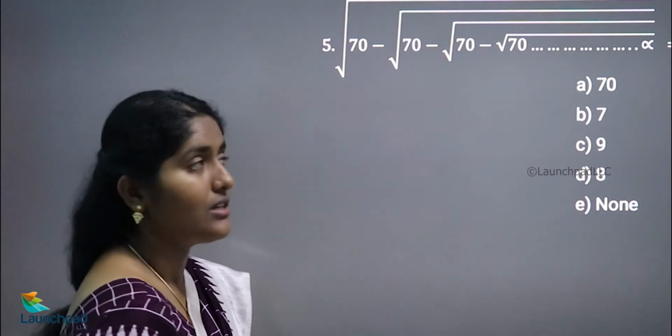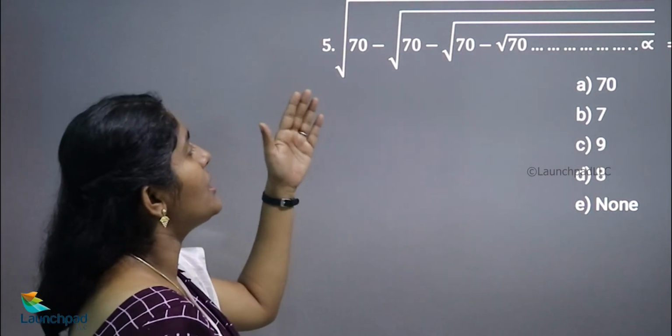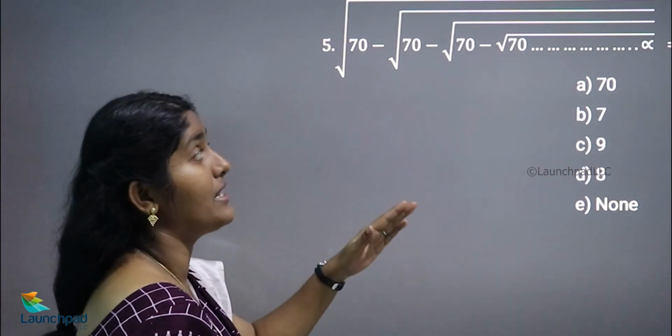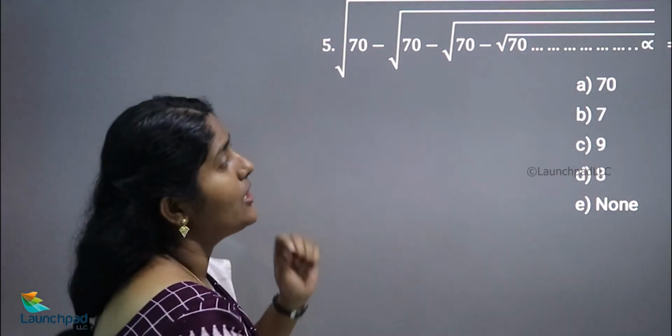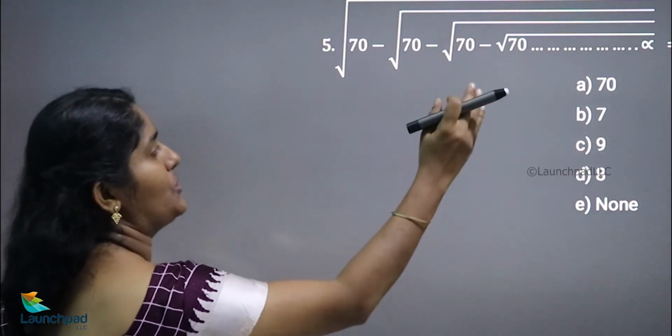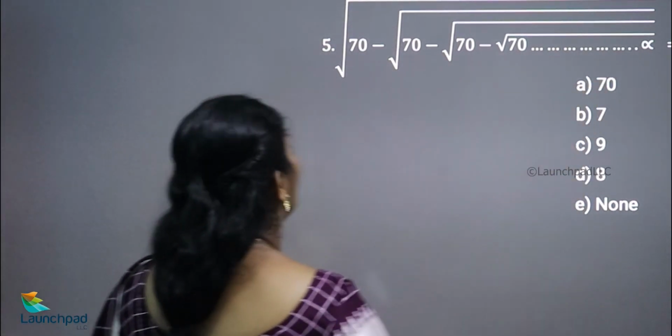Your next question is square root of 70 minus square root of 70 minus square root of 70 minus square root of 70 dot infinity. It will be continued. That's why they are giving dots.